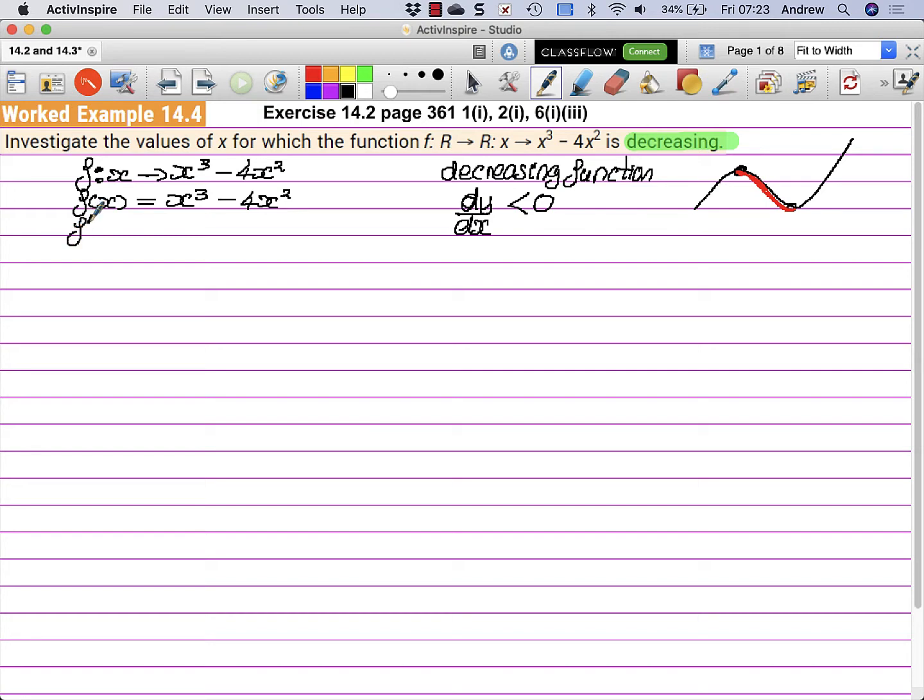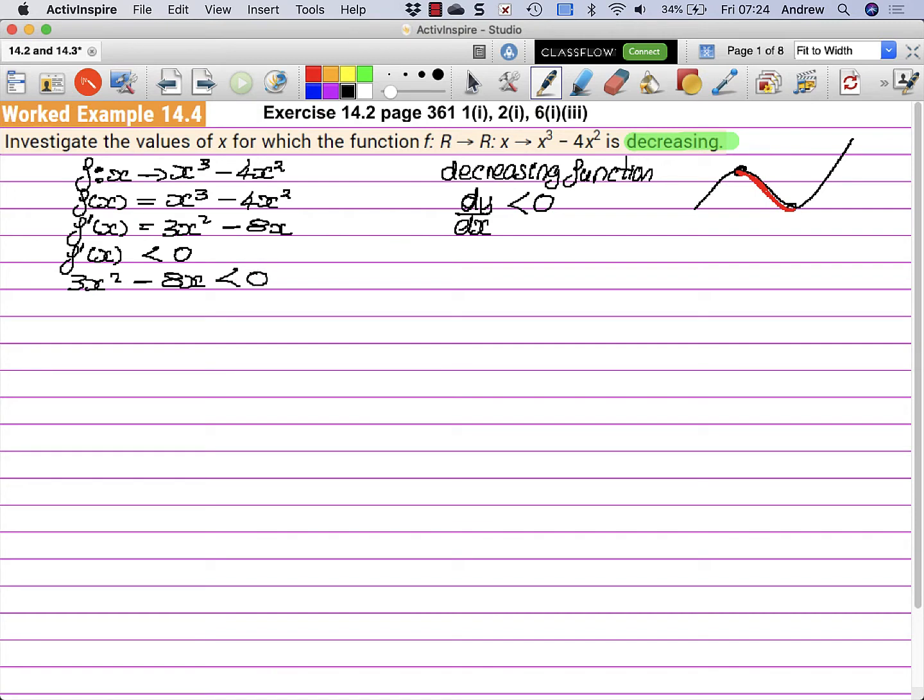So here we are now, f dashed x is going to be equal, multiplied by the power, put the power down 1, 3x squared, multiplied by the power, put the power down 1, and we've got 8x. We know from the formula that f dashed x, dy dx, has to be less than 0. So subbing in, we've now got 3x squared minus 8x is less than 0.